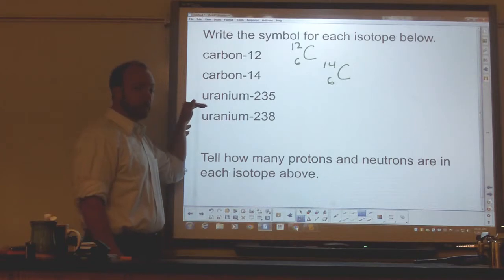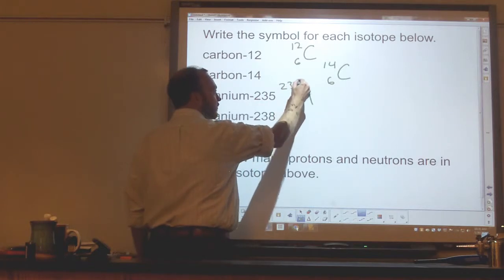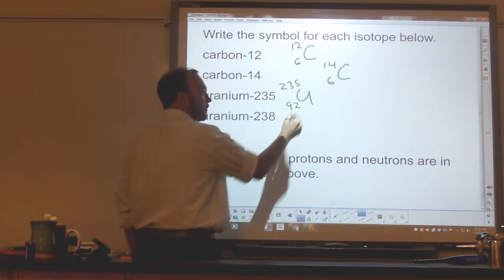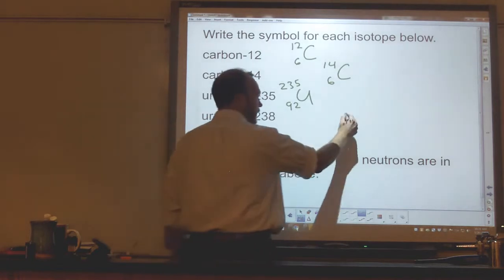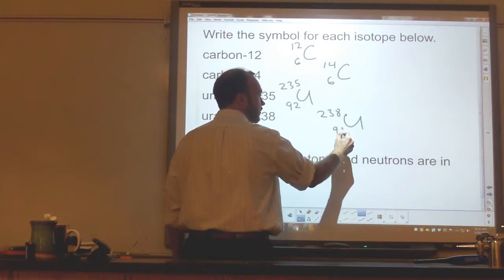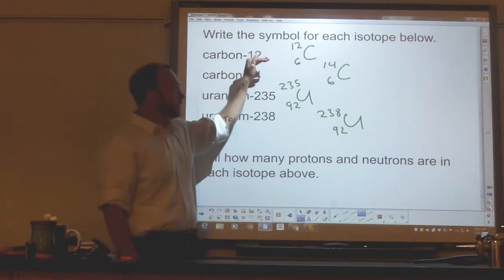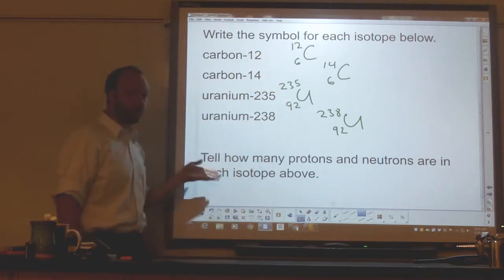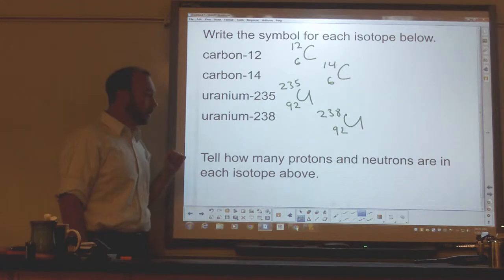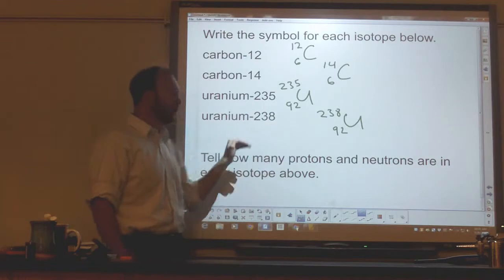Two other examples. We're going to use uranium. Uranium has an atomic number of 92. You can find that by finding uranium on your periodic table. So uranium-235 has a mass of 235 and an atomic number of 92. Uranium-238, still uranium, has a mass of 238. Since it's still uranium, it still has an atomic number of 92. Now, if you understand what these numbers mean, you can tell us something about each isotope. What you should be able to use these numbers to tell are the number of protons and the number of neutrons in the isotope.